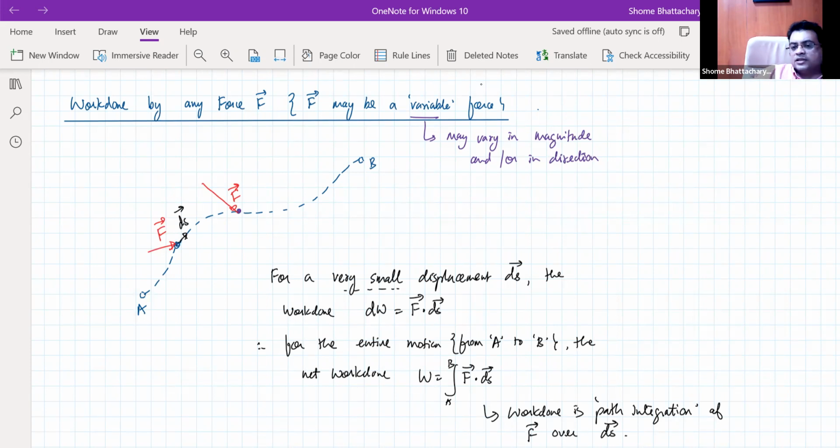This will apply to all cases, whether the force is constant or variable. And in terms of variable, whether magnitude is changing or direction is changing or both are changing, it will always apply this formula. Okay. And we'll also see that if the force happens to be constant, that both magnitude and direction are constant, then this formula automatically reduces to F dot S. This only becomes F dot S because force is constant.